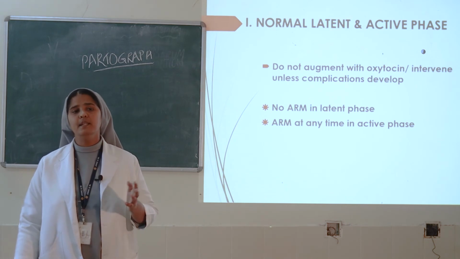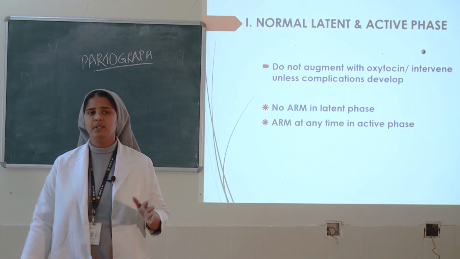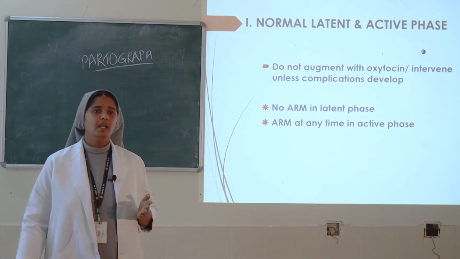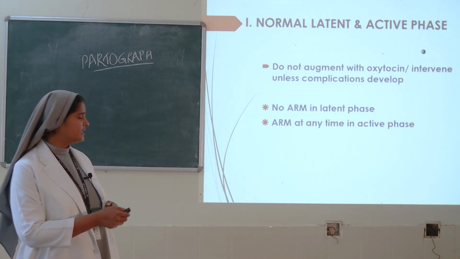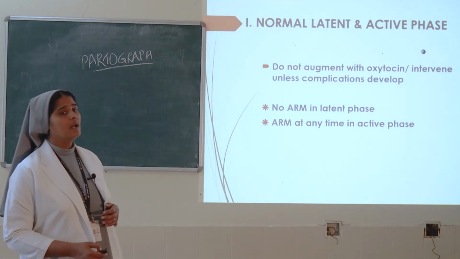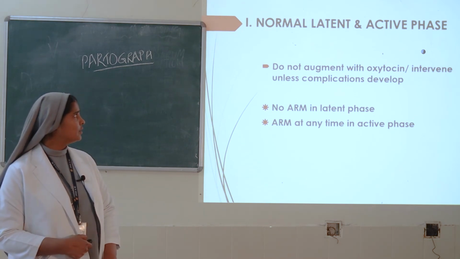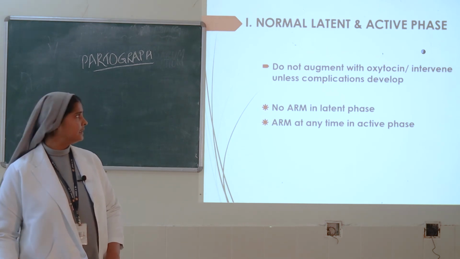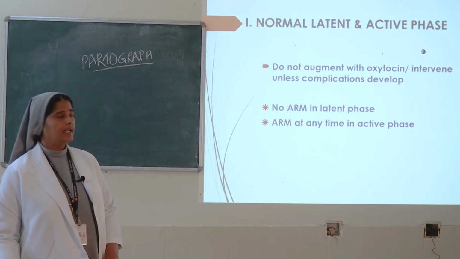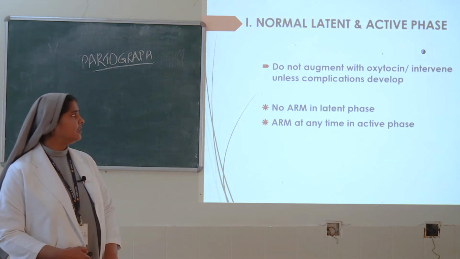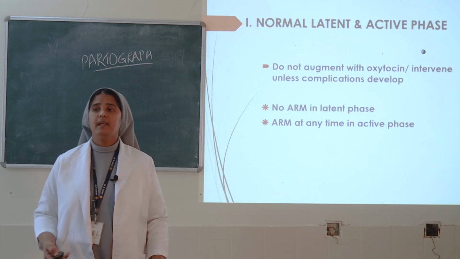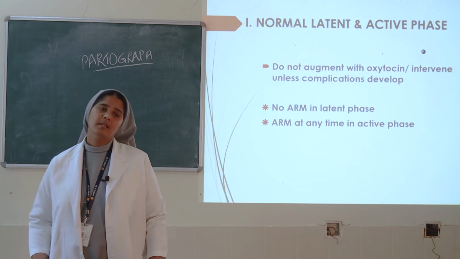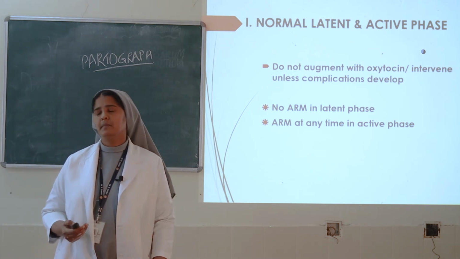The first stage is divided into latent phase and the active phase. The latent phase is 8 hours, it should not go more than 8 hours, then the active phase starts. If the latent phase and the active phase are normal, we should not augment the labor with the oxytocin. No ARM in the latent phase, and ARM can be done at any time in the active phase of labor. Once the mother enters the active phase, that is after 3 centimeters of the cervical dilatation, we can rupture the membrane.